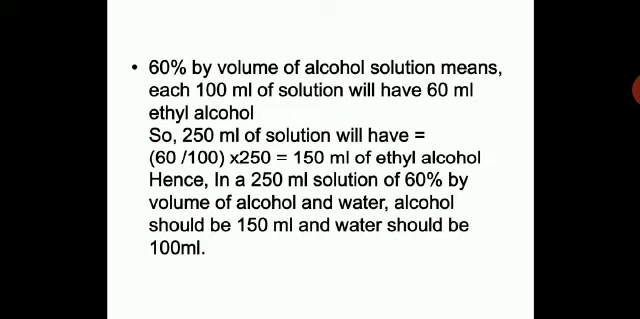That means 250 ml of solution will have, that is the unitary method, the simplest method which you have already done in your smaller classes. So 60 upon 100 into 250 will give you 150 ml of ethyl alcohol. Hence, in 250 ml solution of 60% by volume of alcohol and water, alcohol should be 150 ml and water should be 100 ml. So this is a very simple sum.